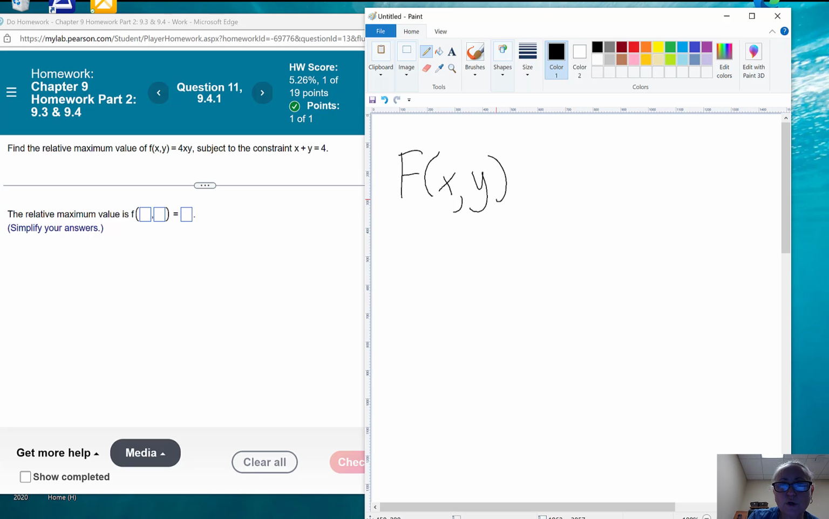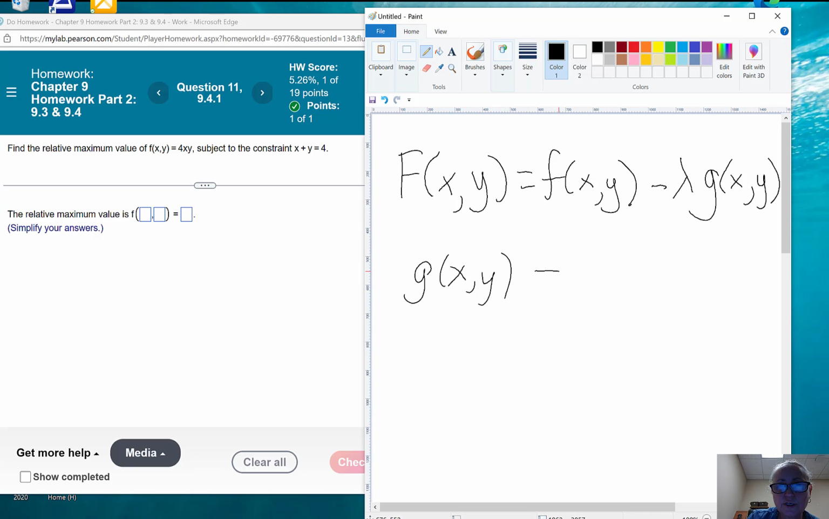Okay? And what it says is that you take your original function in terms of multivariables x and y and subtract from that lambda times a function g in terms of x and y. And g of xy is your constraint function, but it's got to be equal to 0.